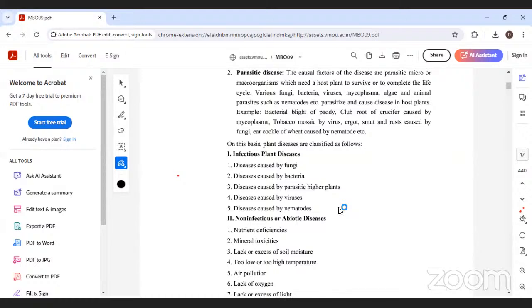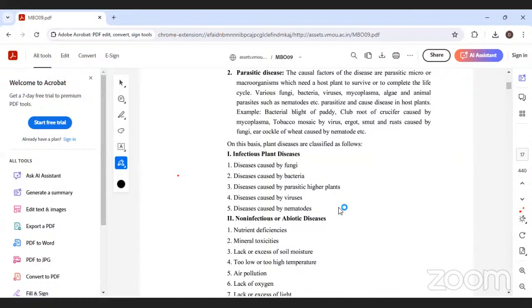One is infection. Infectious plant diseases. Next, the second one, non-infectious or abiotic diseases. These are the two types: infectious, and the second is non-infectious, or abiotic disease.